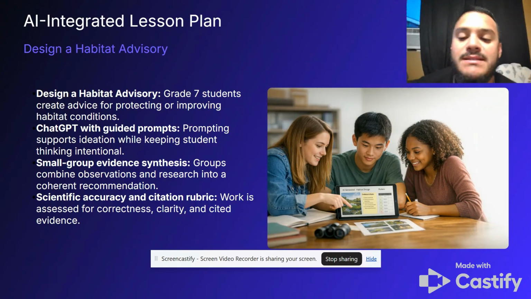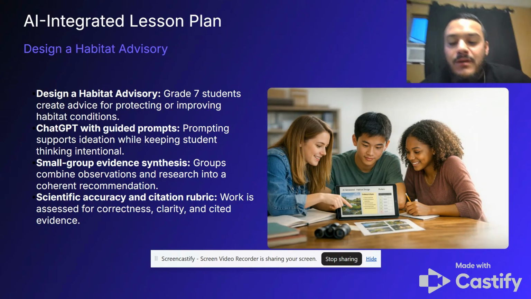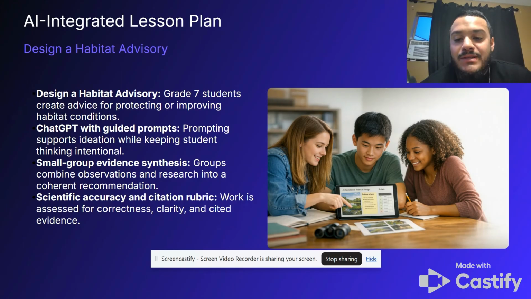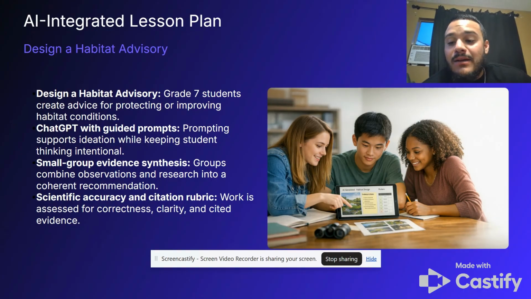Small group evidence synthesis. Groups combine observations and research into a coherent recommendation. Scientific accuracy and citation rubric. Work is assessed for correctness, clarity, and cited evidence.